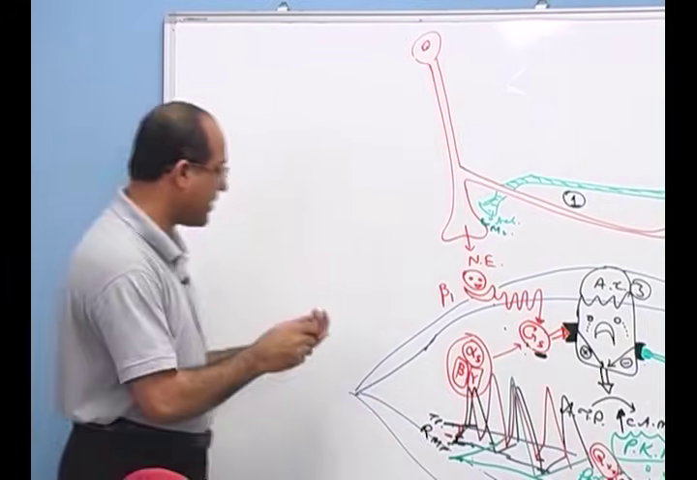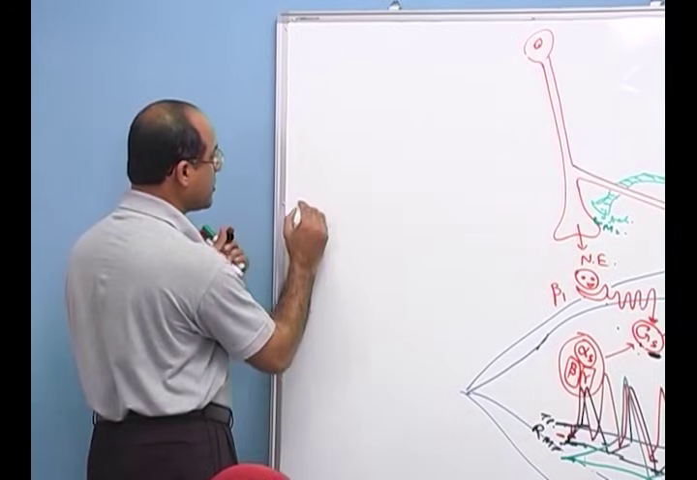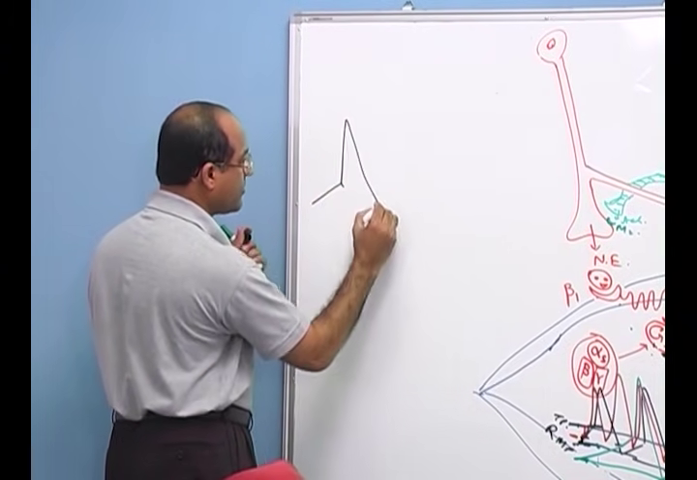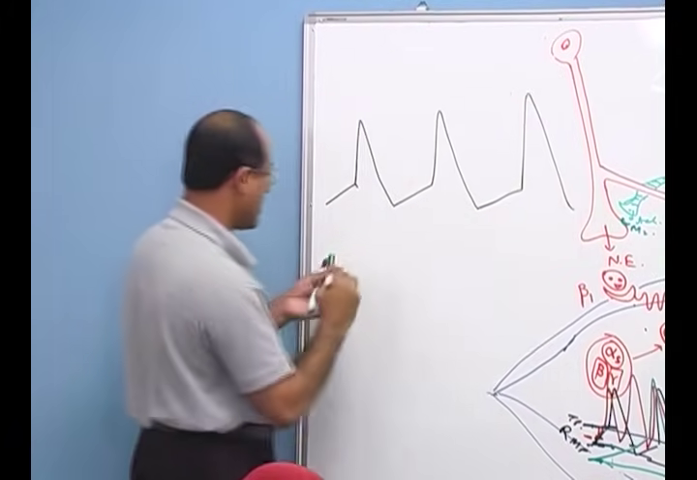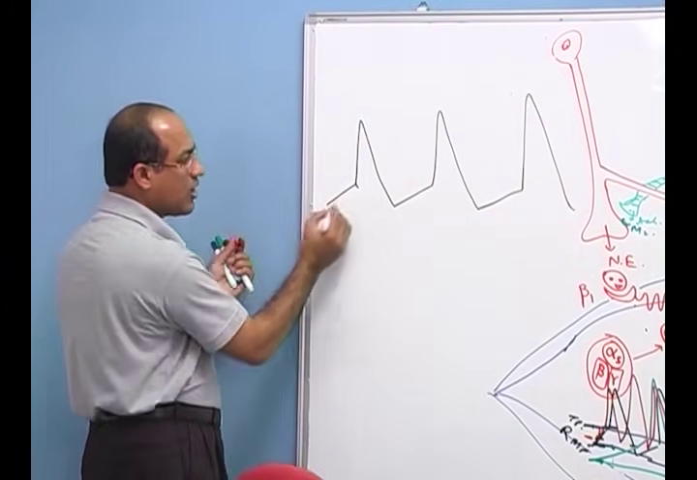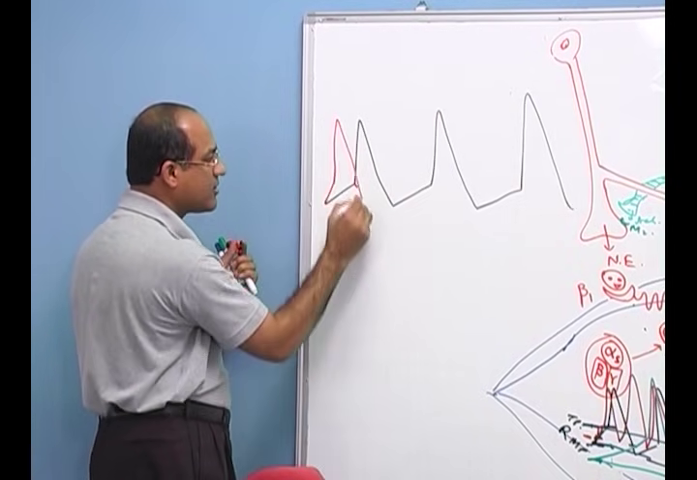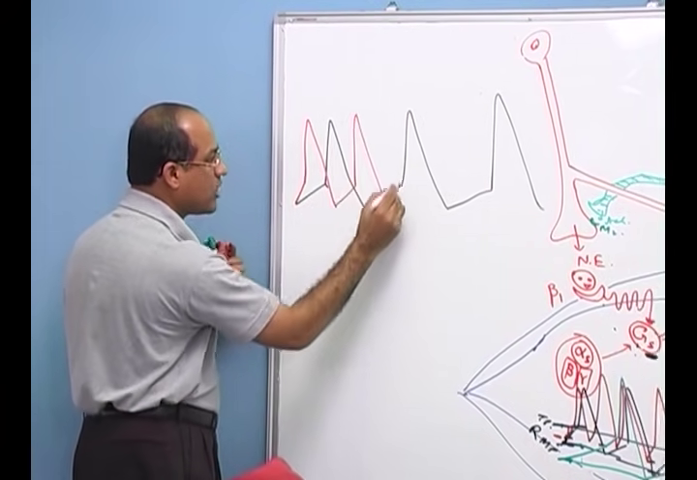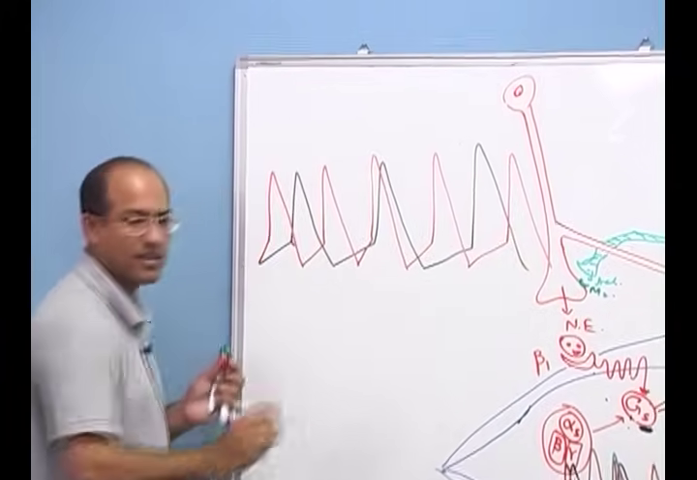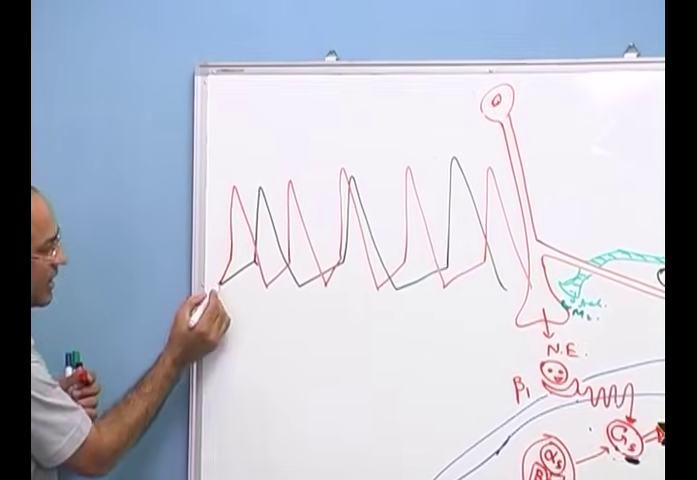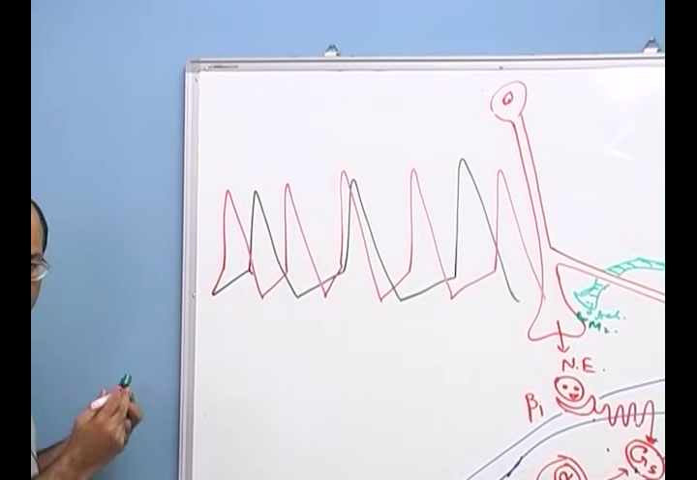Look here, if I make this the SA node electrical activity, right? Now what really happens? If you are cation loading, this will become like this. So the total number of action potentials are decreased or increased? So what will happen there? Tachycardia, because it is more rapidly approaching the threshold.